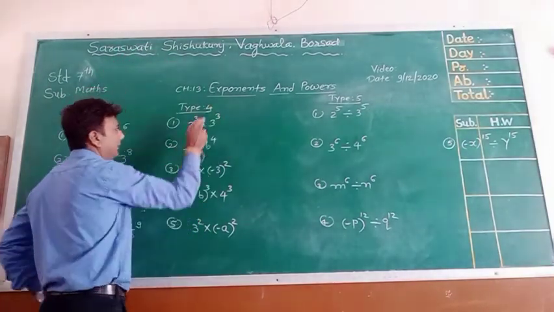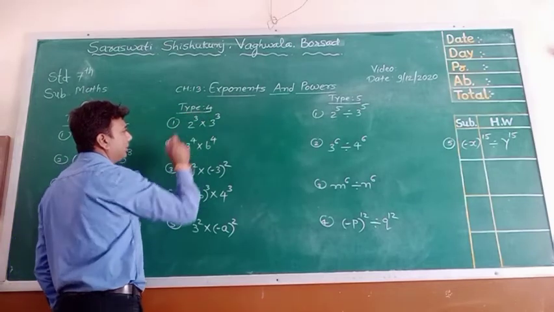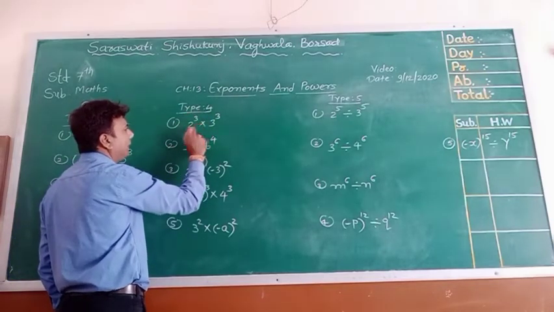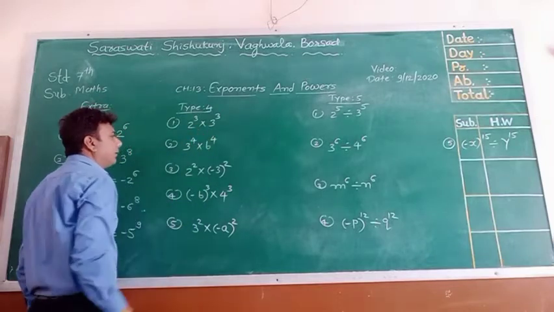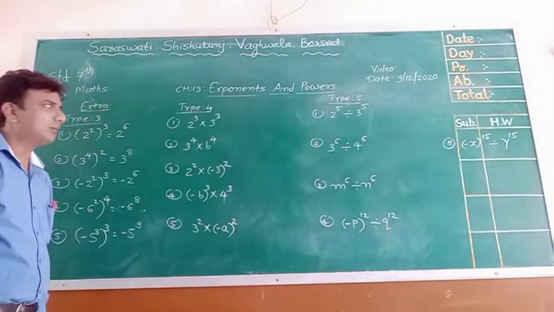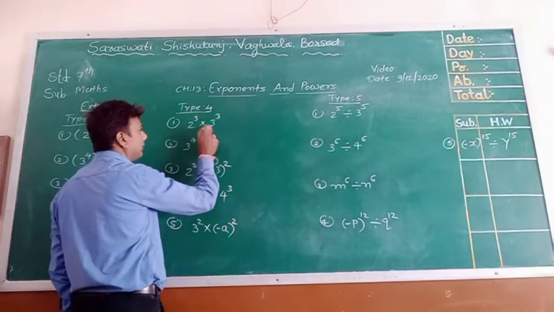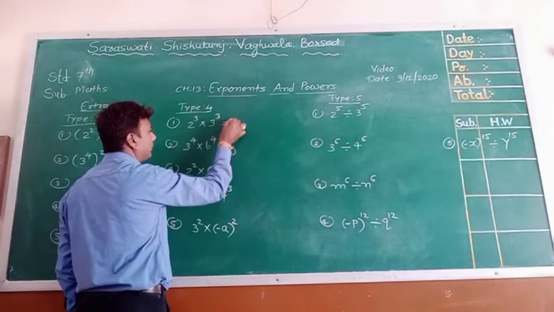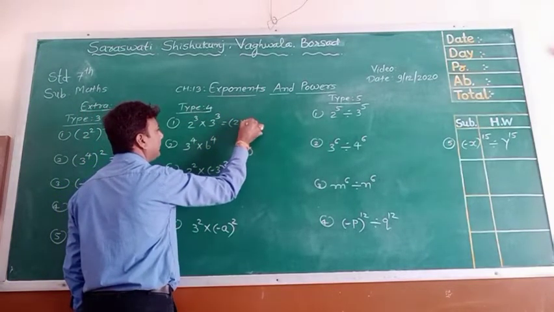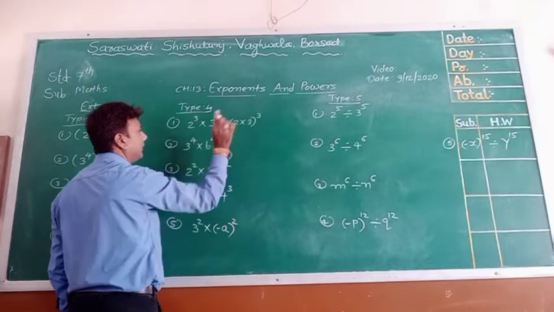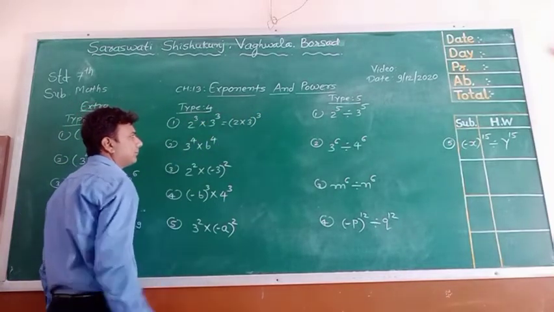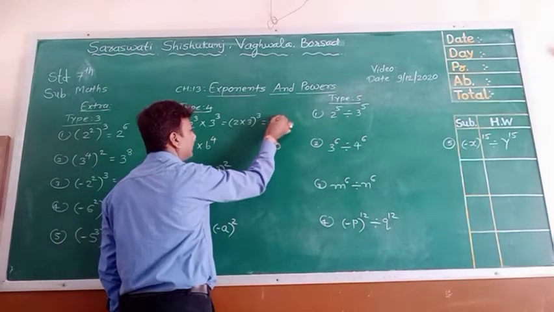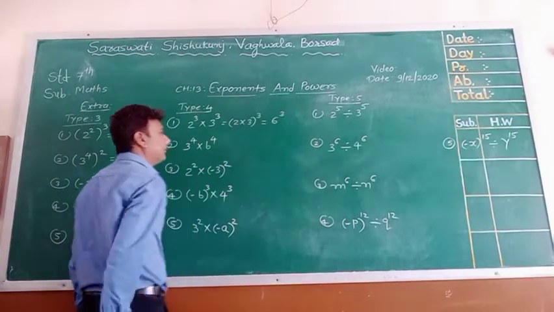In this case we can observe that both have the same power, but the bases are not the same. So what will we do? Simply, that power we have to take out, 2 multiply 3, and 3 is common. Power 3 we take out common. Simple, 3 2s are 6 raised to.